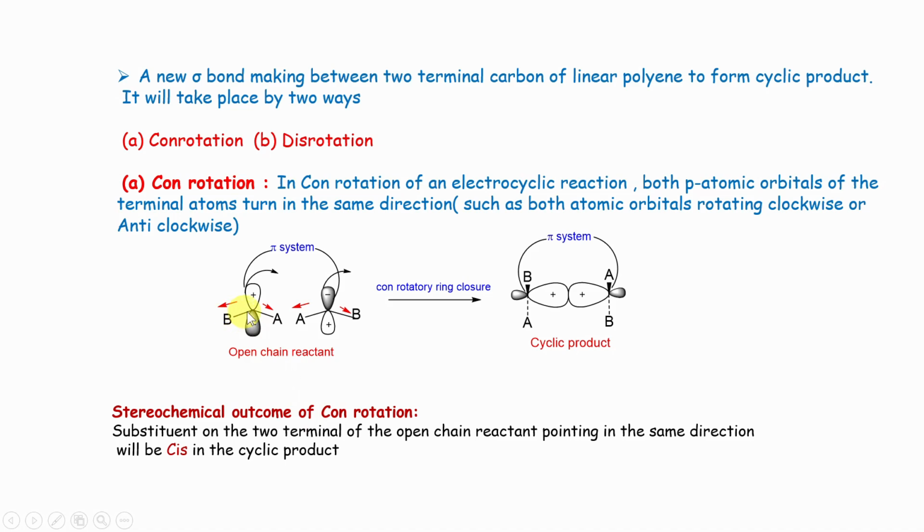See the substituents here, the substituents B and B on this carbon atom and A on this carbon atom, pointing in the same direction. And in the cyclic product, you can see these substituents are orienting in the same direction, that is cis to each other. Here you can see B and A are on the same side of the ring, and hence it is the cis product. That is one of the important stereochemical outcomes of the conrotatory process.